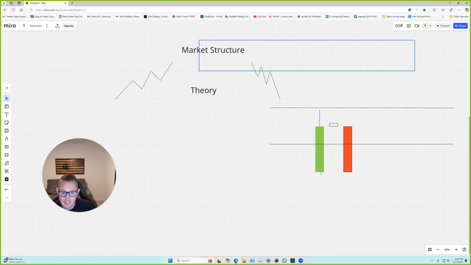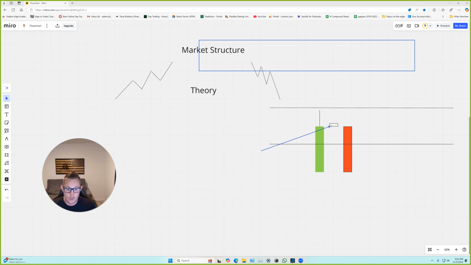What the wick means is that this thing popped up, price opened here. It goes all the way up to here, and then it sells off. Somebody sold their position, or short sellers like us got in and drove the price back down to here, and then in a 1 minute candle or a 5 minute candle, it closed down here.